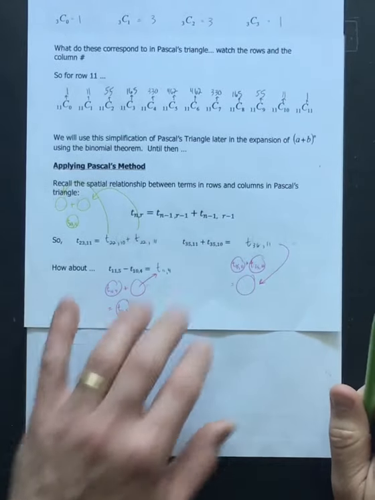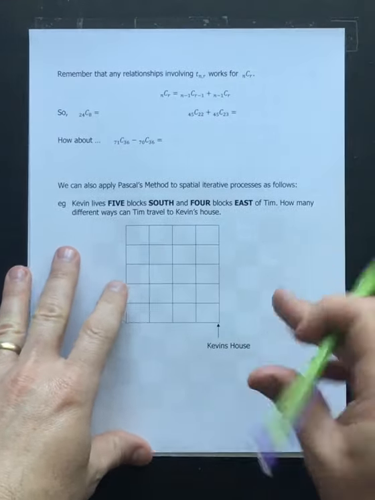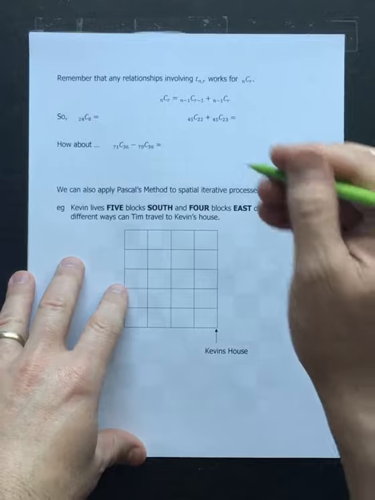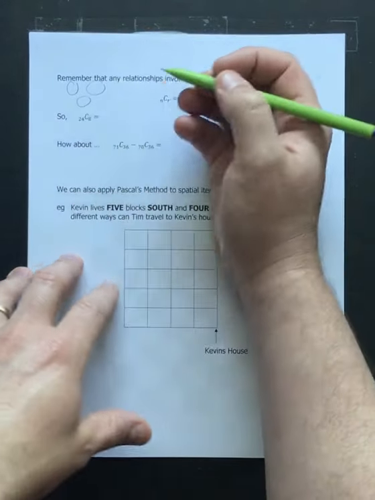So have a quick read at that in your notes and go from there. And then we're going to look at our first iterative process. So let me use this Pascal's method idea to map this out. This is more important for the chooses.